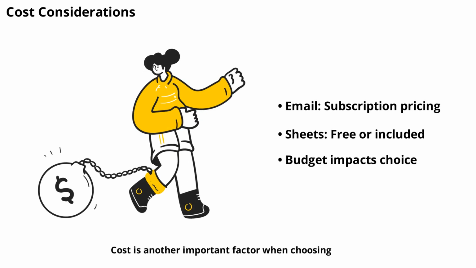Cost is another important factor when choosing between email automation software and Google Sheets. Many email automation tools operate on a subscription model, with pricing based on the number of contacts or emails sent. Google Sheets is free for individual users and included in Google Workspace subscriptions for businesses.